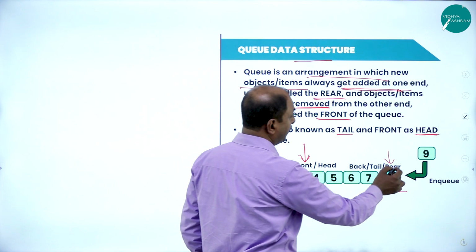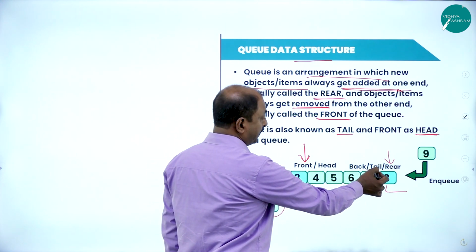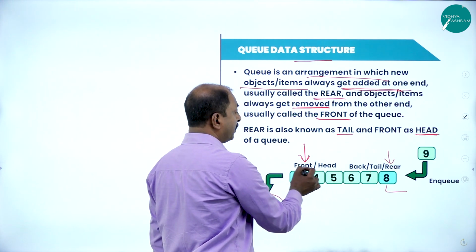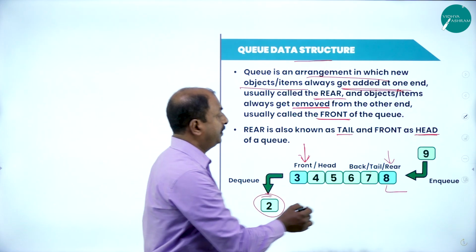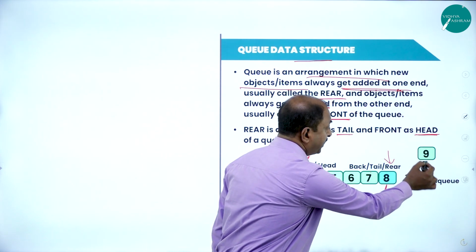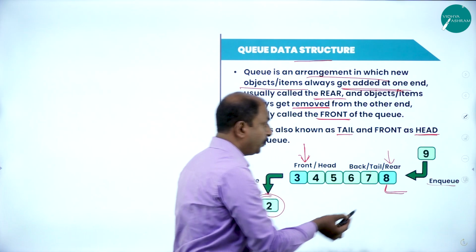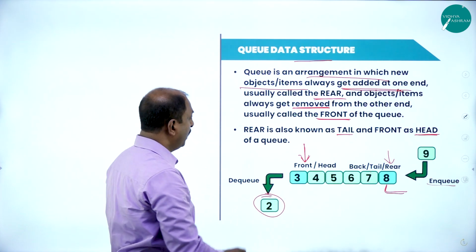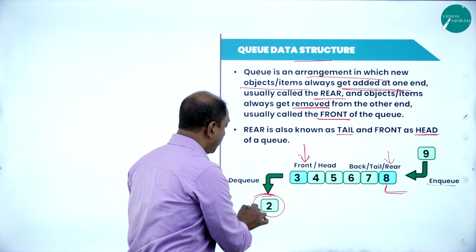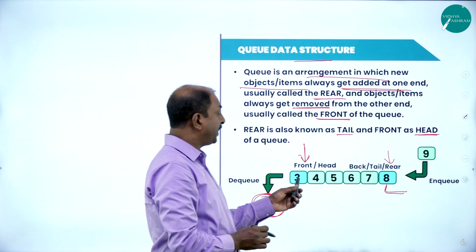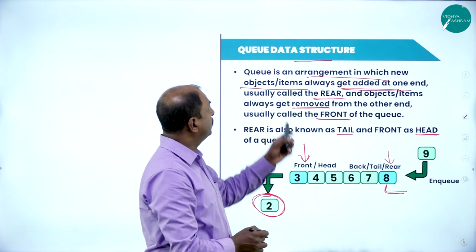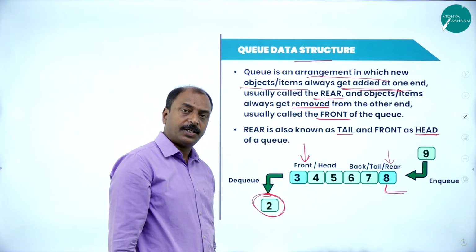In this example, another name for the rear end is tail, and for the front end is head. This is the place where insertion takes place. Another name for the operation is NQ, and here the DQ is at the other end. Removal takes place at this pointer. So this is the data structure queue.